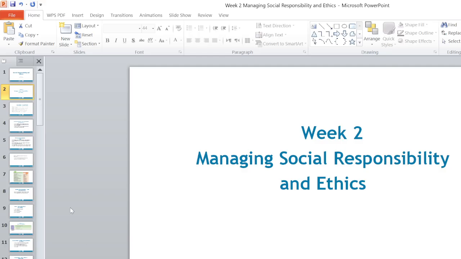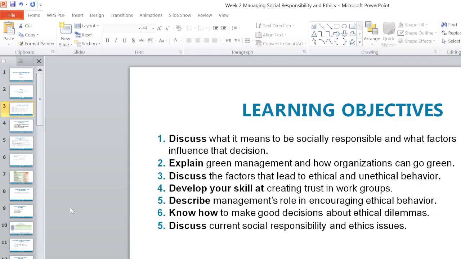Hello, everyone. Today we'll be talking about managing social responsibility and ethics. The learning objectives for today's class are, first, to discuss what it means to be socially responsible and what factors influence that decision, and explain green management and how organizations can go green.